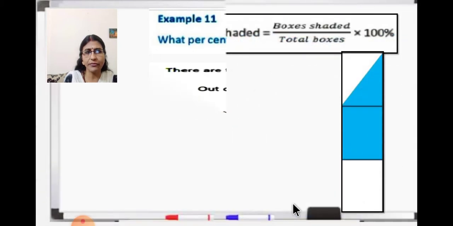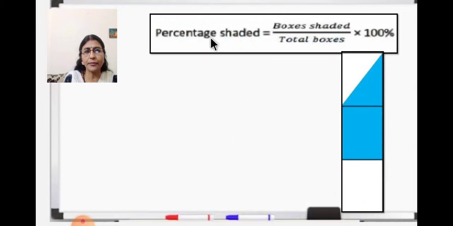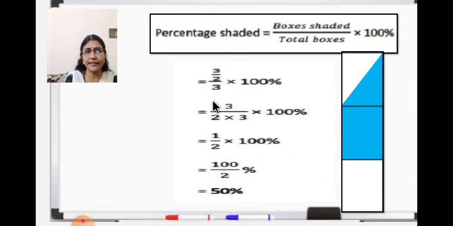Now next, you will have to find out the percentage shaded. For finding the percentage shaded, we have learned, you see here first how many boxes are shaded. Just now we have calculated 3 upon 2. So boxes shaded upon total boxes, that is 3, multiplied by 100%, because we have to find out the percentage. So this way we will solve it. See, here it is solved.